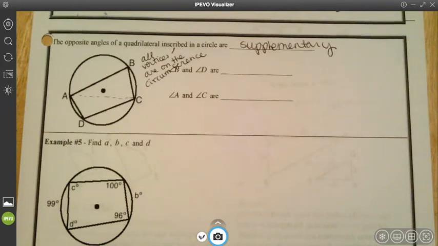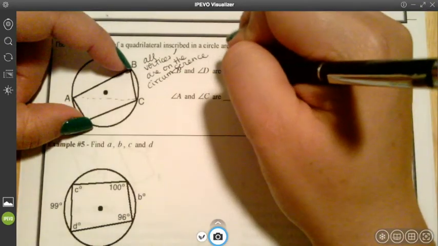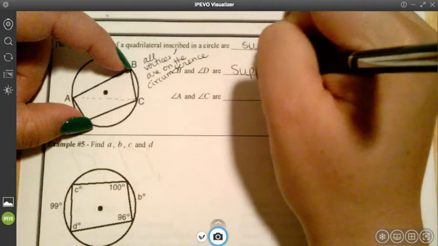If you didn't follow that, that is okay. That's just my explanation of why these two angles are supplementary. So angle B and angle D, they're opposite of each other. These are supplementary.